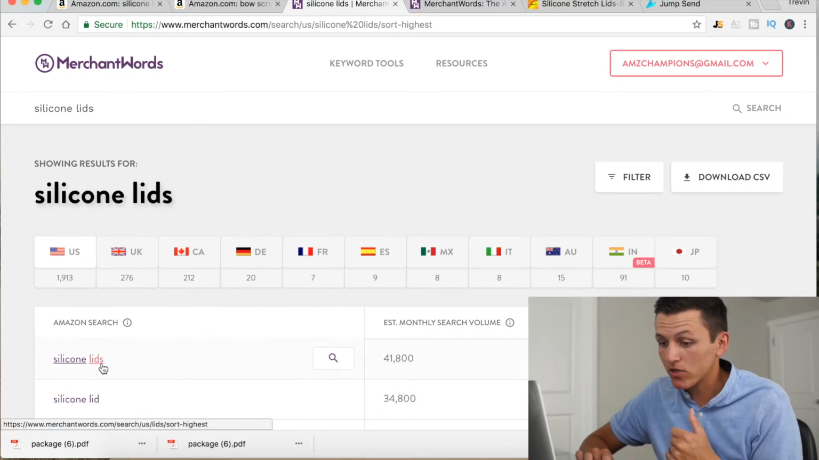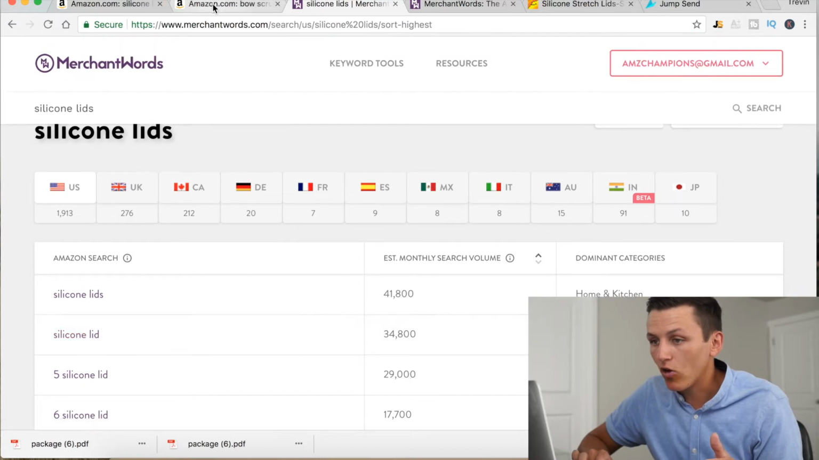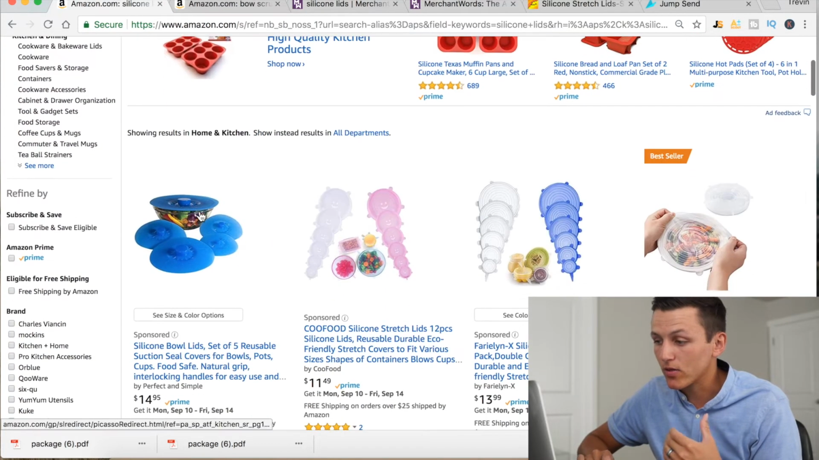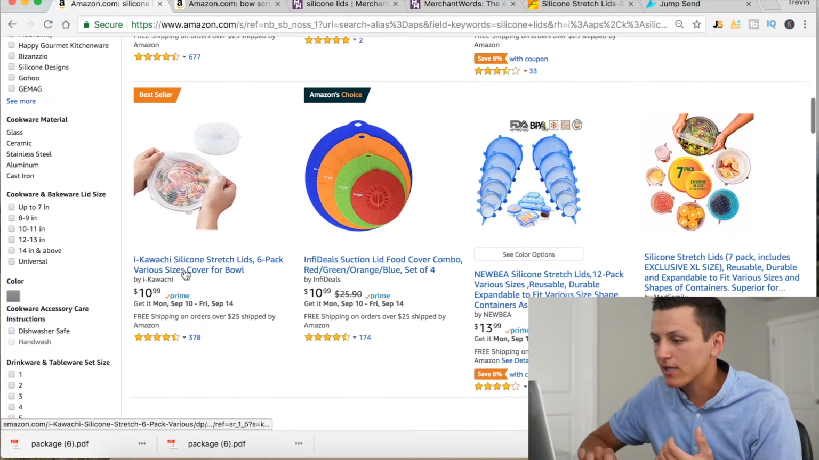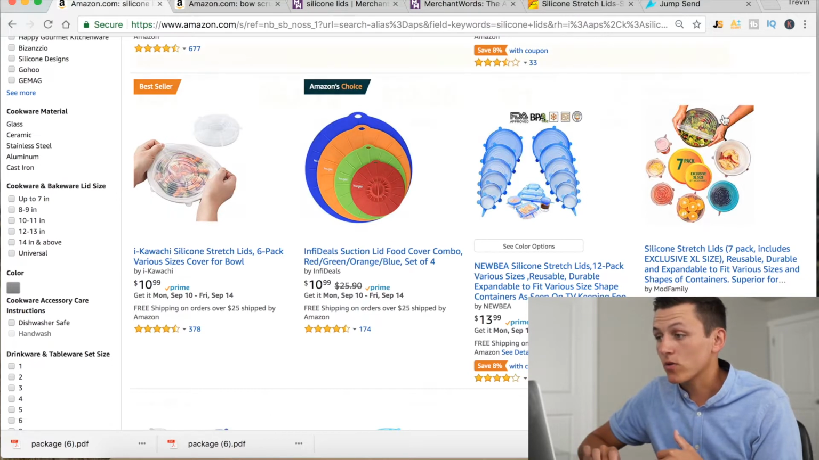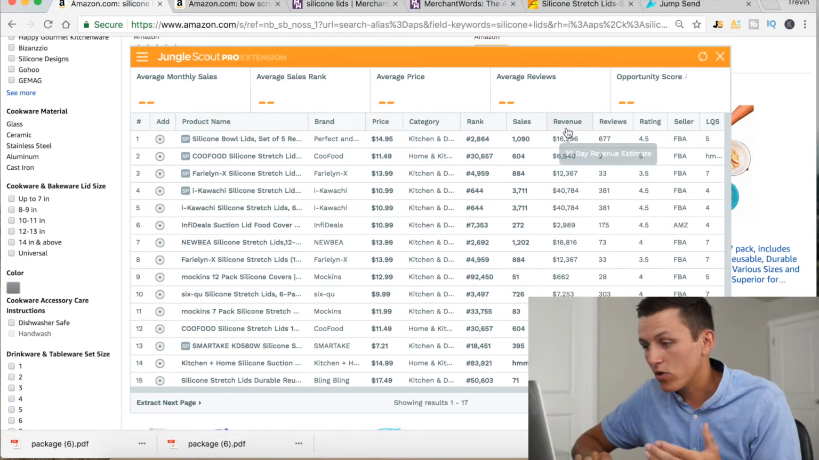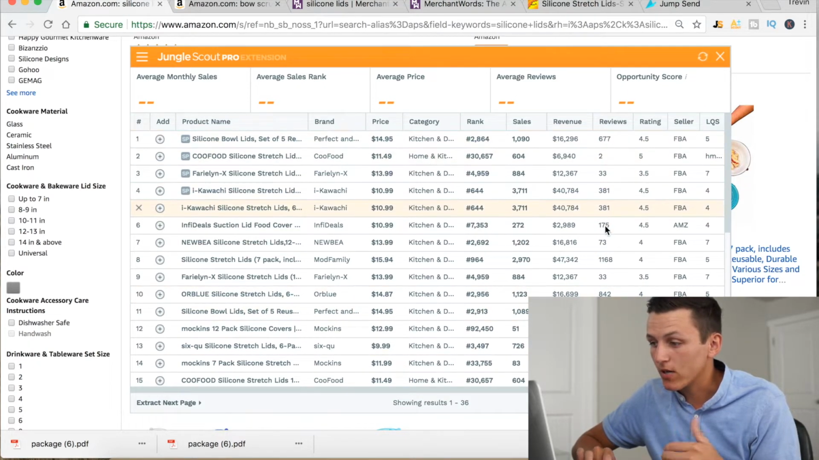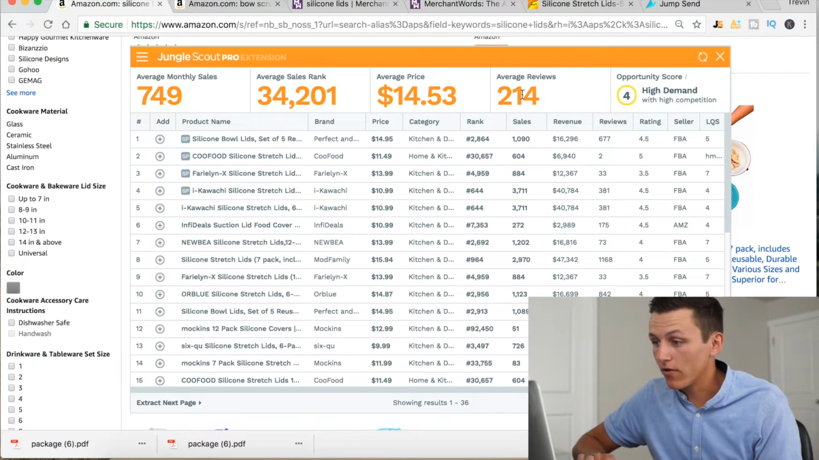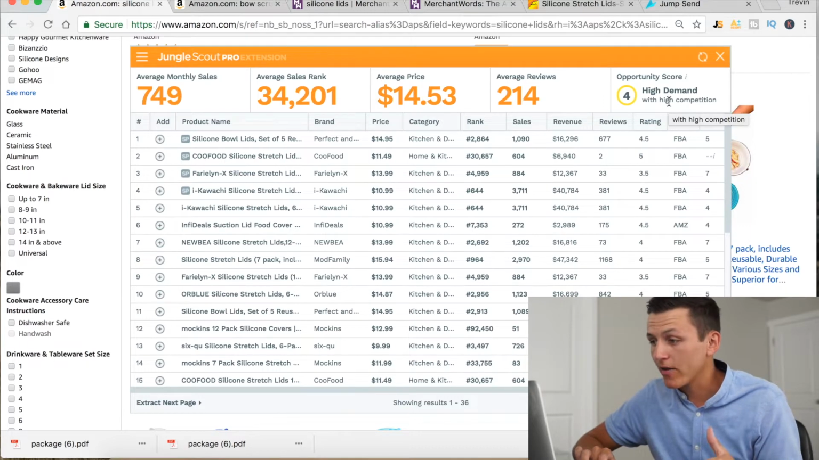So right here it shows that it's being searched a whole lot more, 41,000 times, 34,000 times. And we can go back here and make sure that that's the product that we're actually looking to sell. So right here, similar product, this is a little bit different. Same product, same product, same product. Now let's run the Jungle Scout Chrome extension on this particular keyword. And as you'll see, the revenues are still high, the reviews are super high, and it looks like the average reviews are going to be a lot higher for this particular keyword. So average review, 214, and the opportunity score is a 4, high demand with high competition.